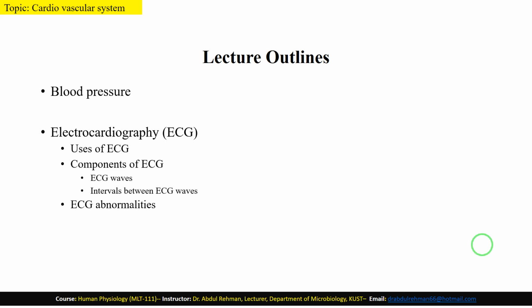Five different types of peaks are generated during ECG, and these include the polarization and depolarization peaks: P, Q, R, S, and T. These are the different peaks. At the end, we will discuss the ECG abnormalities, which give us the position of the peaks and also their intervals.